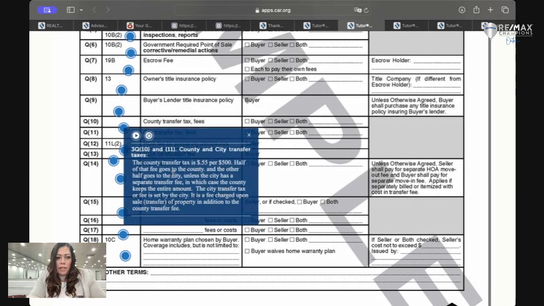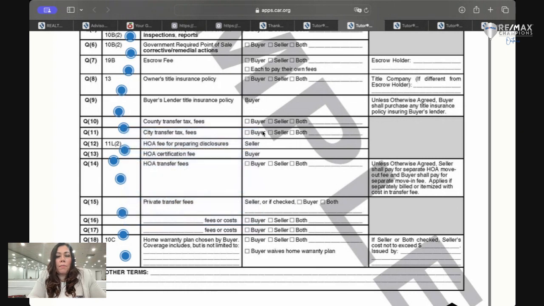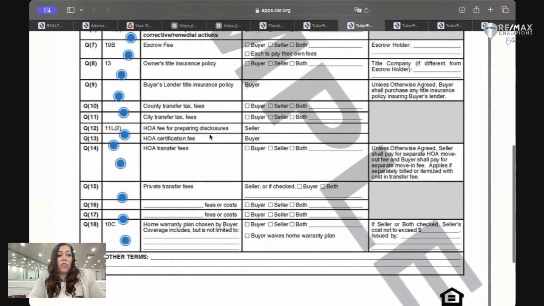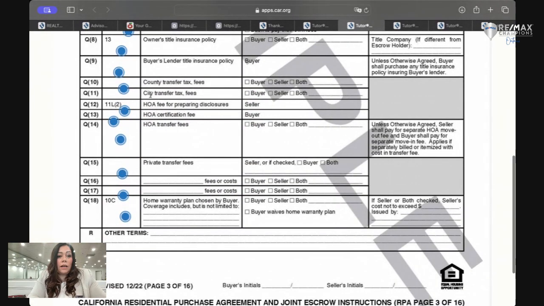County and city transfer taxes. The county transfer tax is 0.55 per 500. Half of that fee goes to the county and the other half goes to the city, unless the city has a separate transfer fee, in which case the county keeps the entire amount. The city transfer tax or fee is set by the city. So if you're unsure, then just mark both Q10 and Q11 as seller, because if you're not sure what city has their special tax, you can always select that so it protects you.